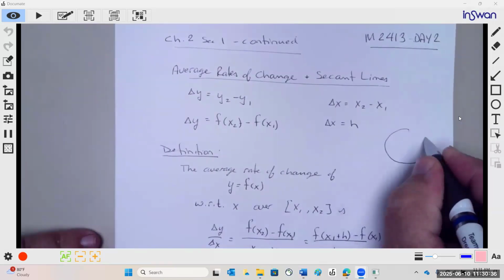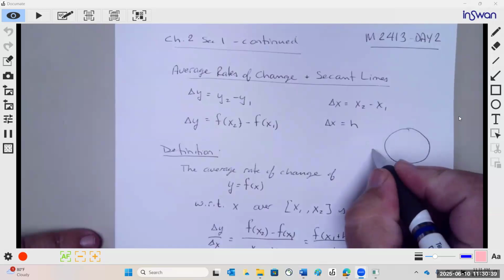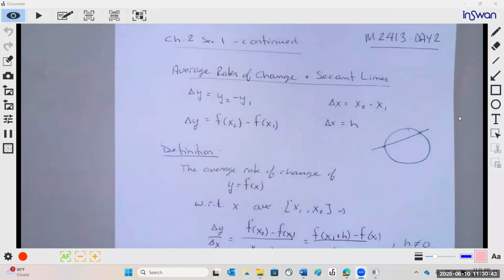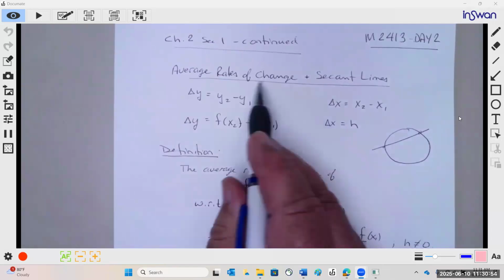let's say a circle. We're going to do a lot of circles today. A secant line cuts through a curve at 2 points. That's a secant line. And of course, since it is a line, it has a slope. But that's a secant line. That's what we're looking at here.